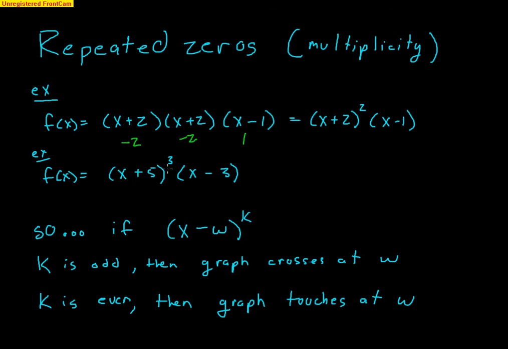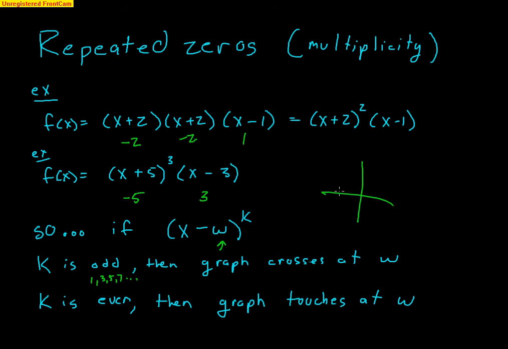Here's another one right here, x plus 5 cubed. Obviously, I could write x plus 5 times x plus 5 times x plus 5 times x minus 3. But this would have a multiplicity of 3. So I have 2 zeros, negative 5 and positive 3, but the negative 5 got repeated 3 times. So what does this tell us? Well, if x minus w is a repeated zero and it's repeated k times, so w is my zero and k is how many times it's repeated, if it's repeated an odd number of times, like 1, 3, 5, 7, then that zero is a crossing point, meaning at that value the graph crosses w. It crosses at that value.